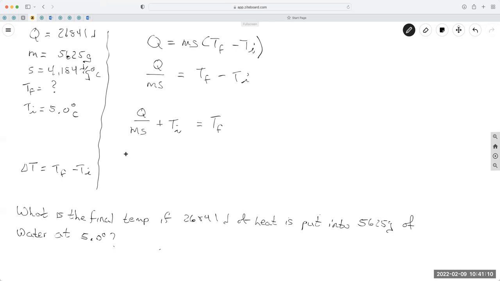All right, so Q, 26841 joules over 5625 grams times 4.184 joules per gram degree C, plus 5.0 degrees C is TF. Make some space.